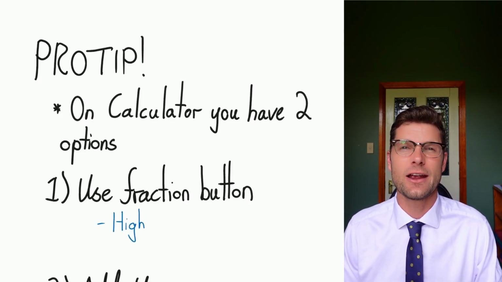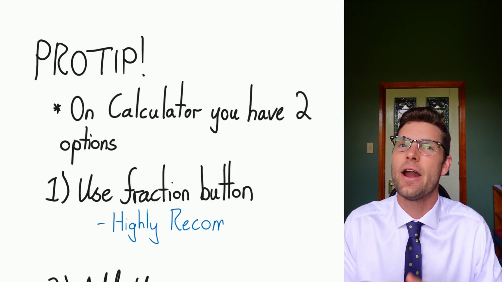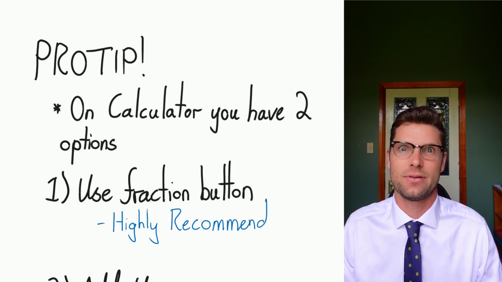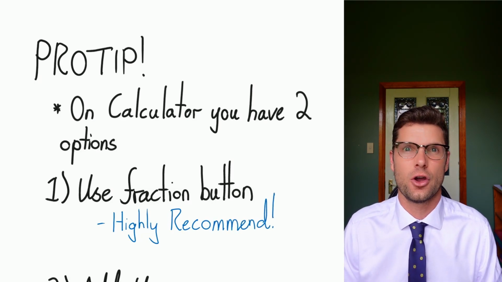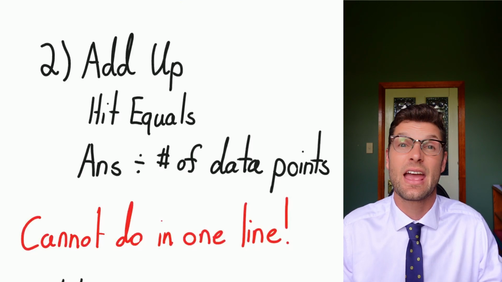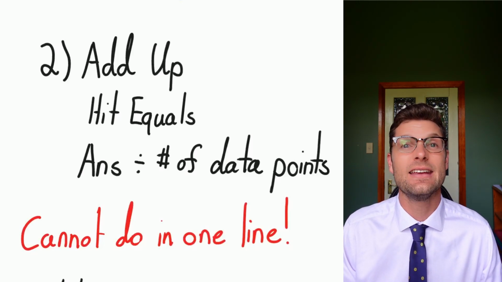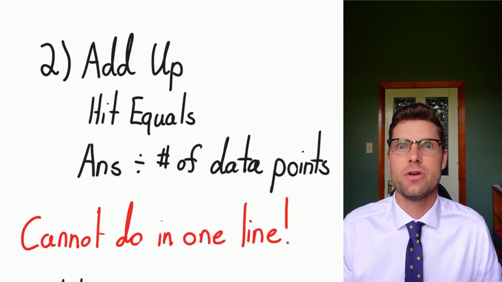If you hit those fractions, all the adding up happens on the top, and then just divide it by how many numbers you added up in total. And that's all you've got to do. Hit equals, you get the right mark. The other way you can do it is add up all the results, hit equals, and that'll give you your total, and then divide in a second step by the total number of scores.